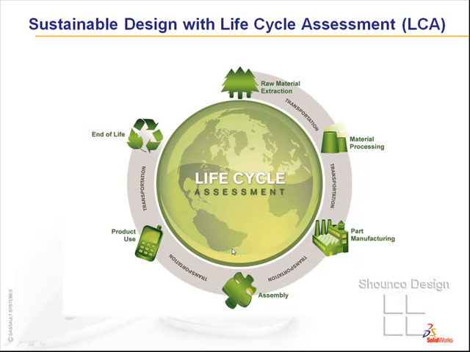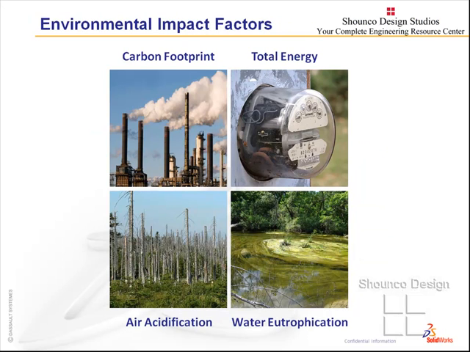SolidWorks Sustainability will categorize sustainable design by taking a life cycle assessment of our components. By understanding the raw material extraction, transportation, material processing, part manufacturing, assembly, product use, and end of life, we will know the carbon footprint, total energy, air acidification, and water eutrophication of each of our components. And the tool set provided in SolidWorks Sustainability can help us improve in all four of these categories.